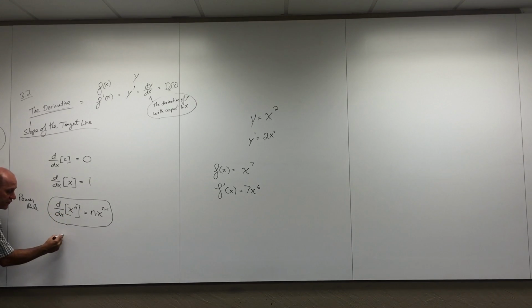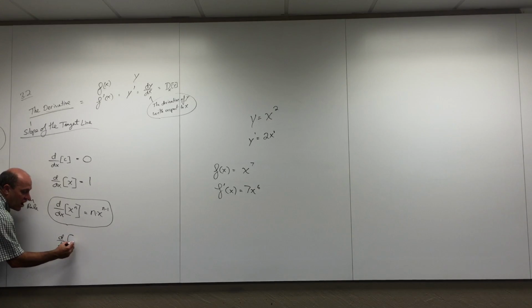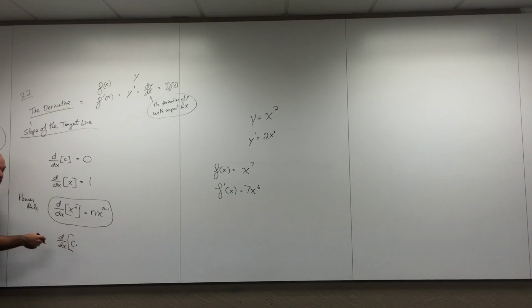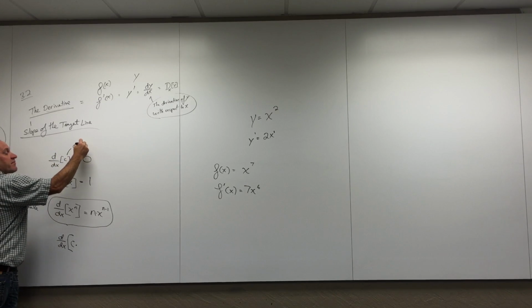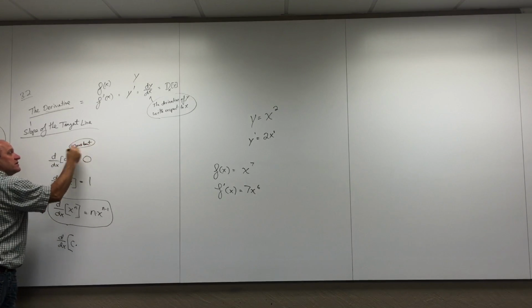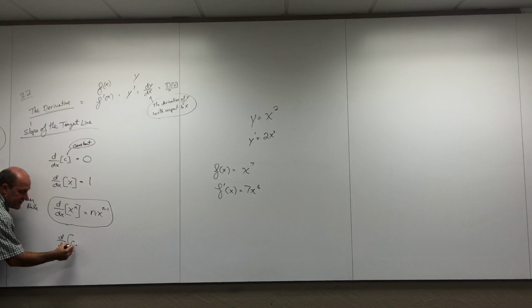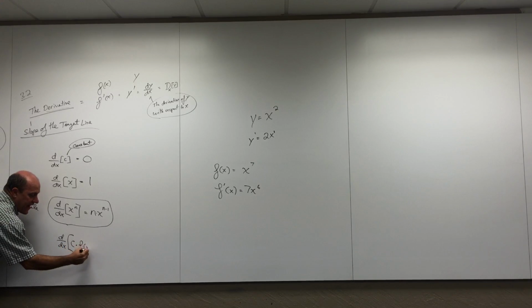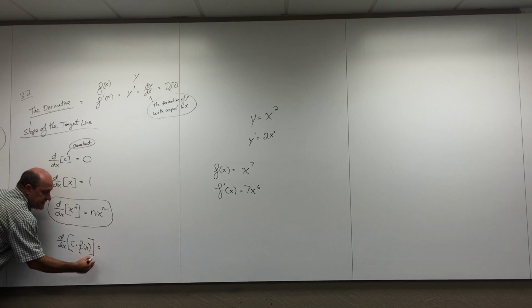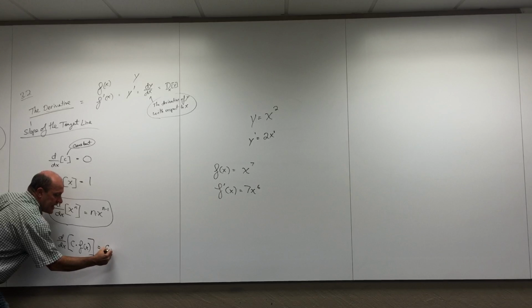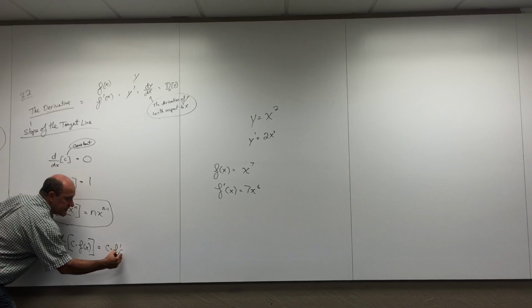Here's one. The derivative of a constant, when I write the letter C or K, it's a constant, and that means there's no variables. The derivative of C times f of x is C times f prime of x.